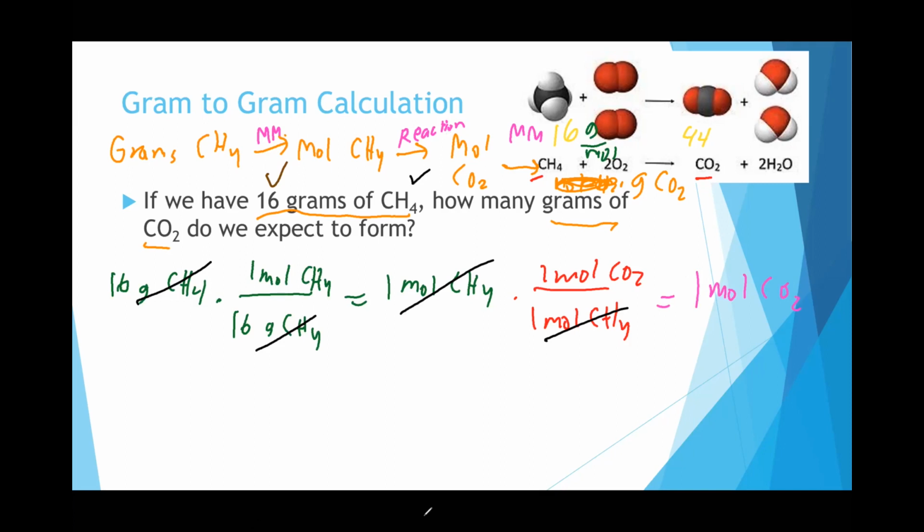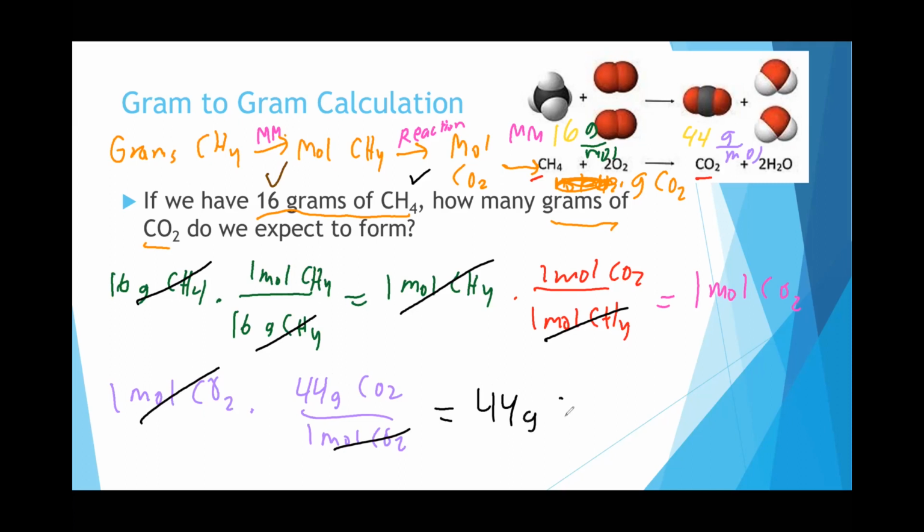So now we need our final answer, final step, I should say. So we bring down the moles of CO2 and we do the molar mass. It's 44 grams per mole. And this time we want the moles to be on the bottom to cancel out the moles on the top. So we have 44 grams of CO2 per 1 mole of CO2. The moles cancel out, and we're left with 44 grams of CO2.